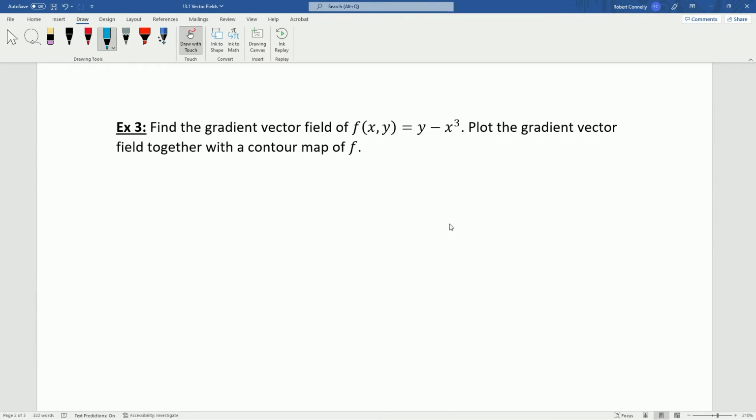Okay, so let's take a look at an example. Find the gradient vector field of f of xy equal to y minus x cubed. Plot the gradient vector field together with a contour map of f. Okay, so the first thing I'm going to do is the contour map part. Let me just make sure I put this at a scale that kind of matches what I need.